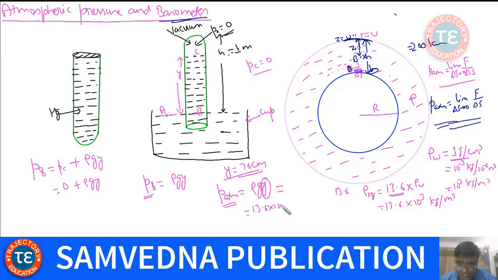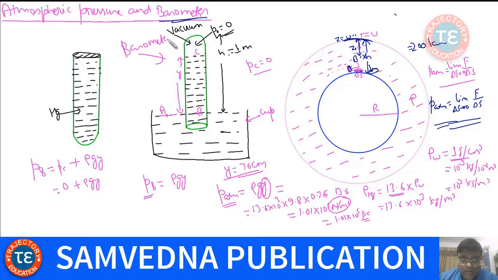So that comes to be 13.6 into 10 to the power minus 10 to the power 3, and g is say 9.8 and y is 76, so 0.76 meter. If I evaluate this, it comes out to be 1.01 into 10 to the power 5 Newton per meter square, and this is also called Pascal. This Newton per meter square is called Pascal, the SI unit of any pressure. So 1.01 into 10 to the power 5 Pascal. Right, this is how a barometer works.